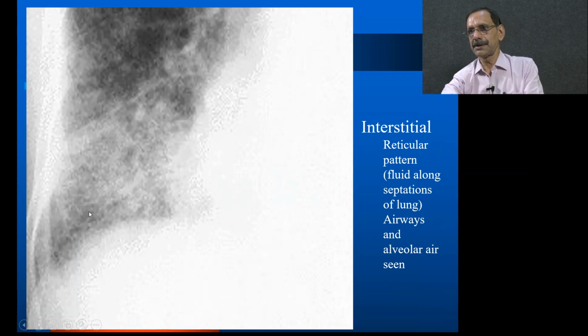If you can't see it properly, you can just change the position of your angle of view and see. It is difficult to see, and that's why I enlarged. And there are linear shadows also, which is also likely in interstitial pneumonia. And nodular shadows are also possible in interstitial pneumonia.